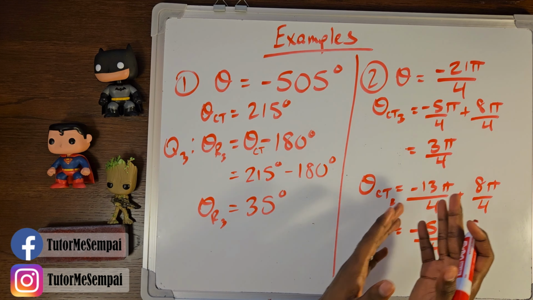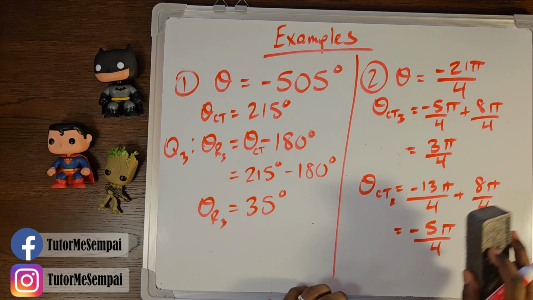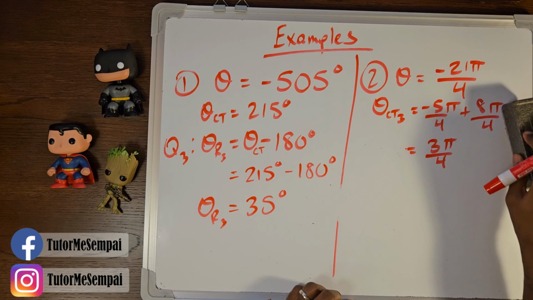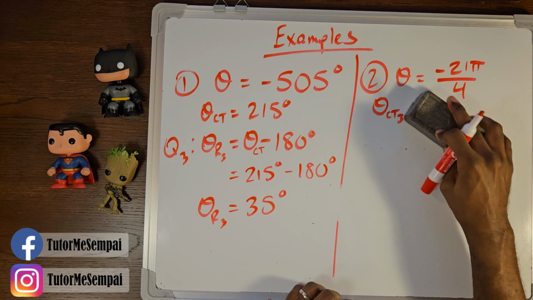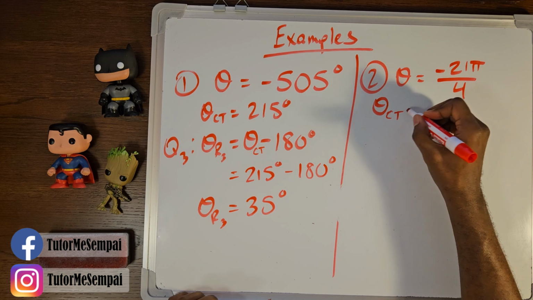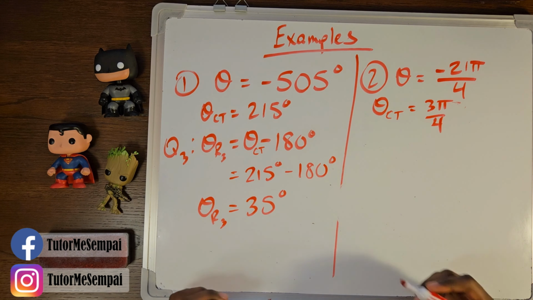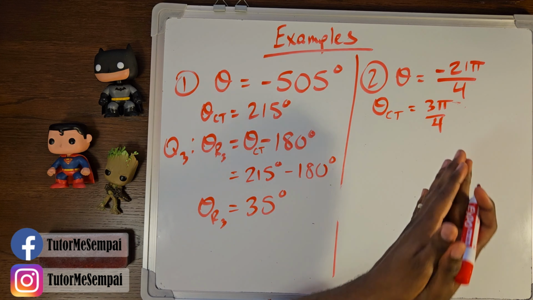Now, is this between 0 and 2 pi? Yes. So we can technically stop there. Our coterminal angle is going to be 3 pi over 4. That's the thing that we're going to move forward with. Coterminal, 3 pi over 4. Now we have to determine which quadrant this lives in.